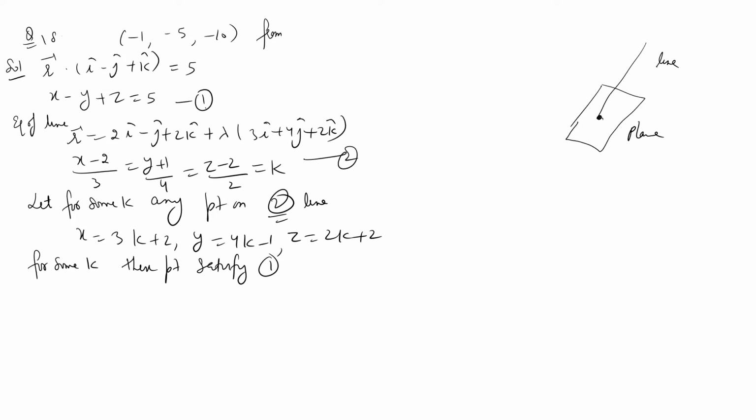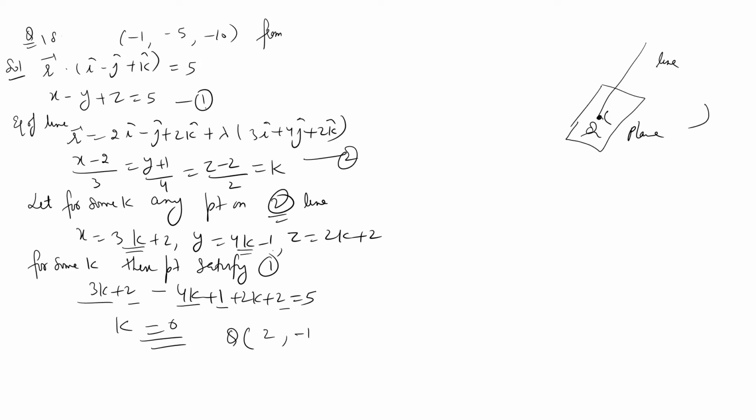So that means (3k + 2) − (4k − 1) + (2k + 2) = 5. So 3k − 4k + 2k is k, and 2 + 1 + 2 is 5, that is k = 0 we get from here. So for that k, we get this point Q. The coordinates of point Q, as we put k = 0, are 2, −1, and 2.